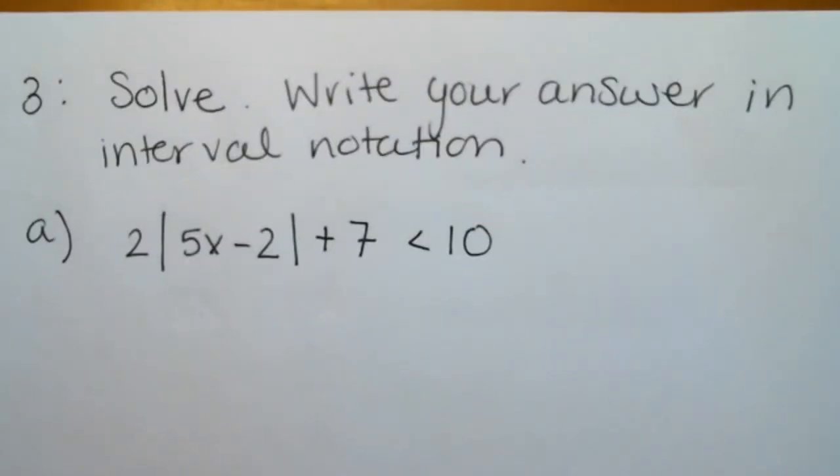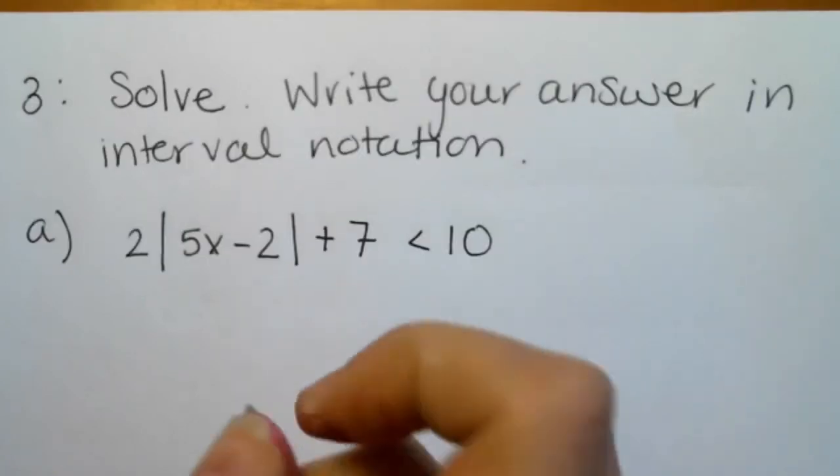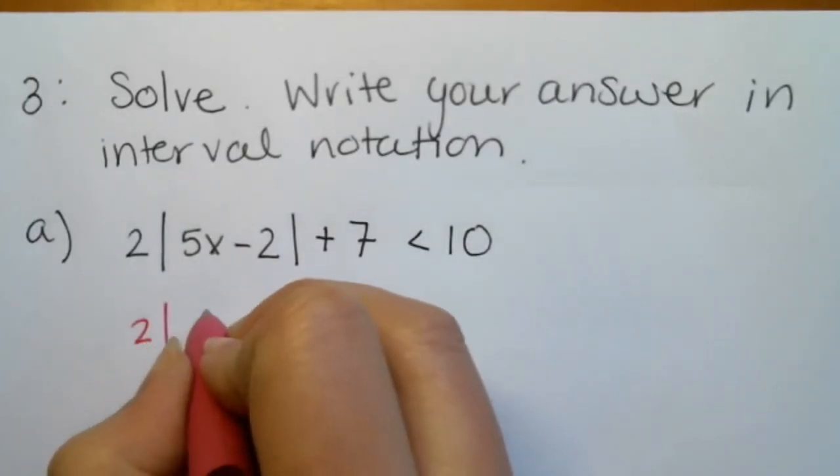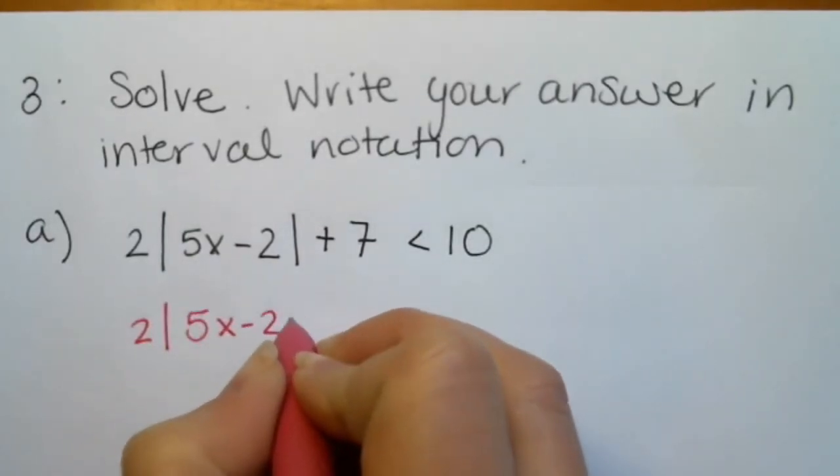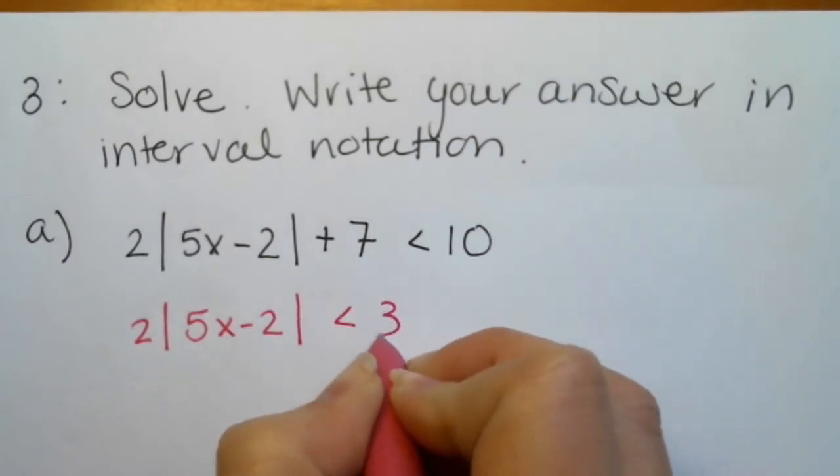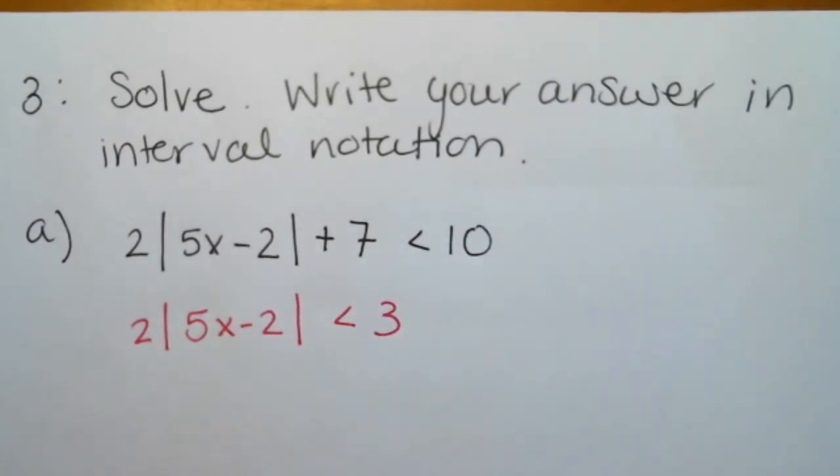Okay, here we go. So the first thing we're going to do is isolate the absolute value part. Just like we did with the equations, we're going to isolate the absolute value. So first I'm going to subtract 7 from both sides. And then I'm going to divide both sides by 2.